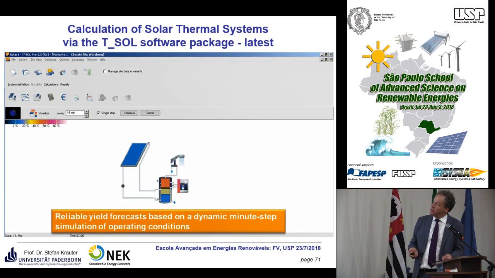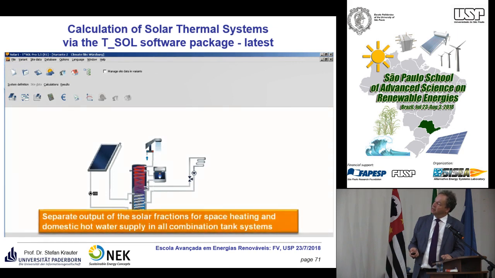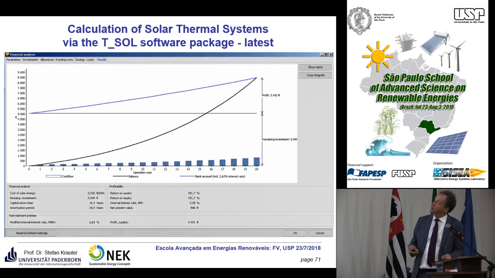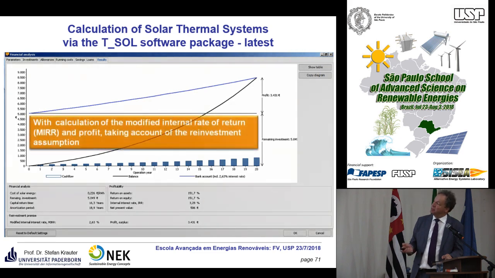There is also a yield forecast, with a minute-step simulation of operation conditions. We have here the solar fraction for space heating and domestic hot water supply, tank systems, and so on. You can modify that depending on the cost you want to relate to, and the system you have, and the location also plays a role. You also have a profitability calculation: how much money you invest, what your interest rate is, and how much money you can save or not.